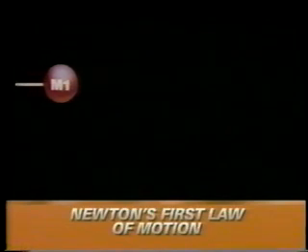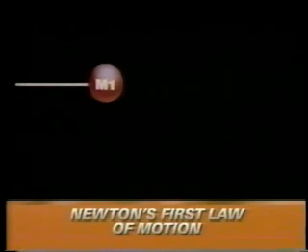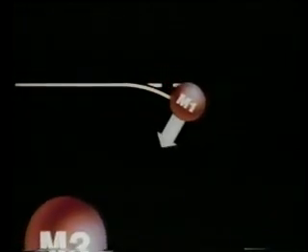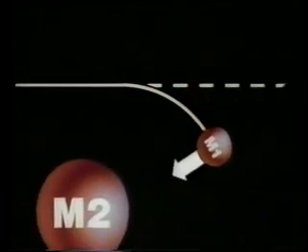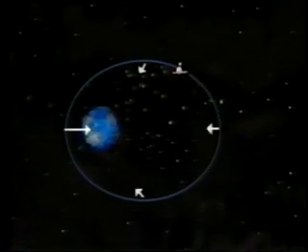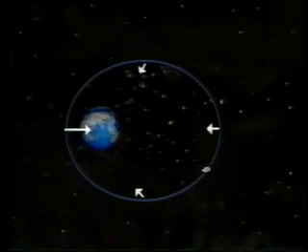Newton's first law of motion. A body in motion will keep moving at the same speed and in the same direction unless acted upon by an external force. A satellite moves in a curved path around the Earth because the Earth's gravitational pull acts as an external force on it.